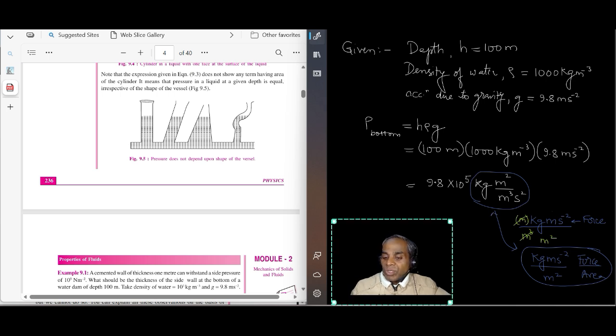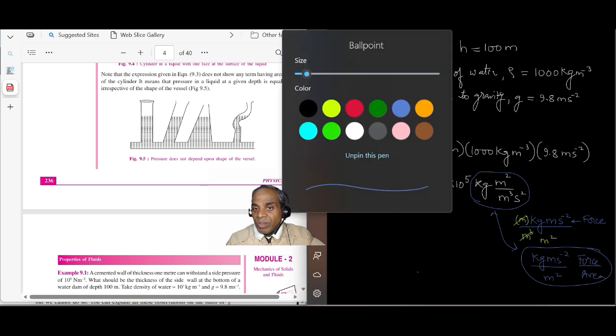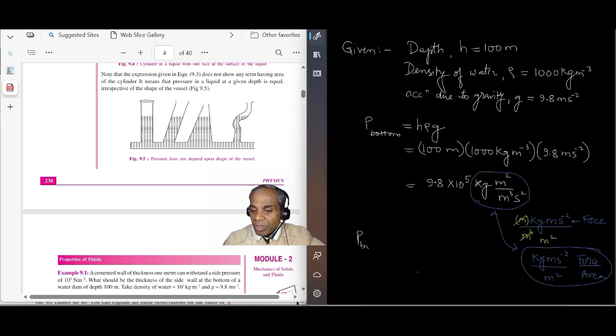Got it? Now we will go back to our original calculation. The pressure at the bottom of the dam is equal to 9.8 into 10 raised to 5. Can I say it is Newton per meter square now? Correct. Now let us read the question again. A cemented wall of thickness 1 meter can withstand a side pressure of 10 raised to 5 Newton per meter square. Now this portion is relevant. Why? Because we are asked to find the thickness of the side wall at the bottom of a water dam that has this much pressure, which we just calculated.